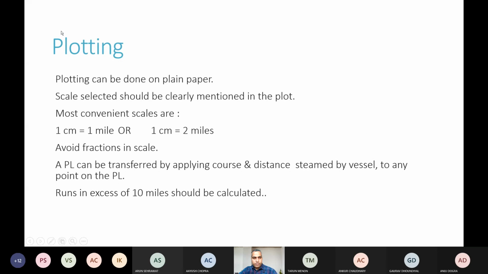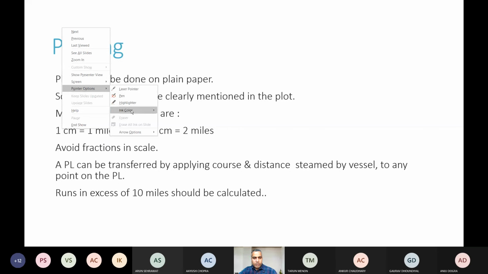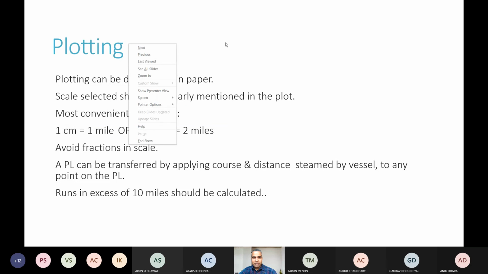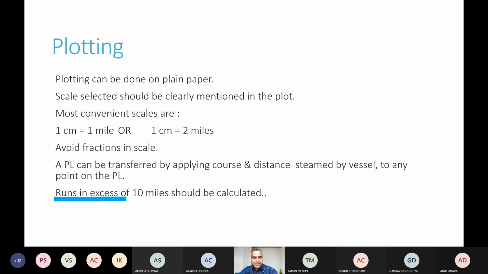Sir, do questions come with larger miles, above 10 miles? Beta, questions of both types come, less than 10 also come, greater than 10 also come. Okay, so both types of questions keep on coming equally, with equal frequency. So there is nothing like you will have longer distances or short distances. Okay, so this is the meaning of the last line which we just now discussed, that runs in excess of 10 miles should be calculated and should not be plotted.